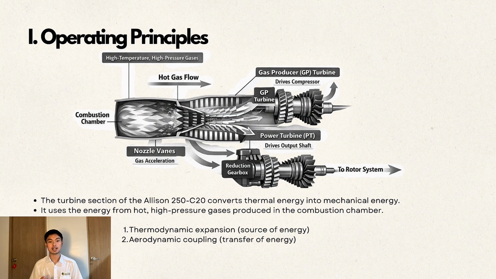So how does this turbine work? It uses hot, high pressure gas which expands, speeds up, and then hits the turbine blades, causing them to rotate. And the turbine operates based on two main principles. Firstly, we have thermodynamic expansion and aerodynamic coupling. I will explain them one by one.